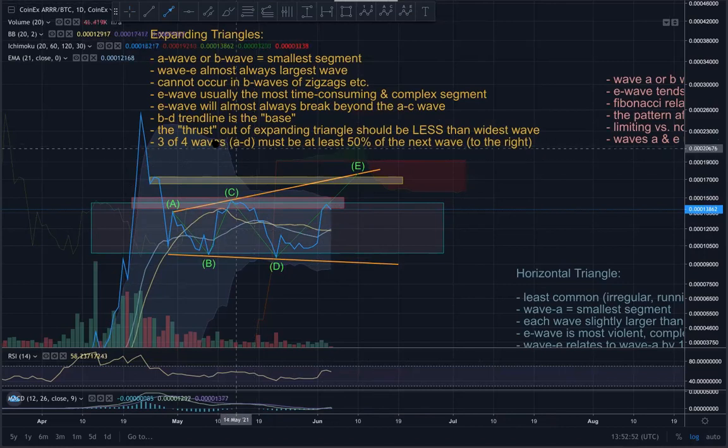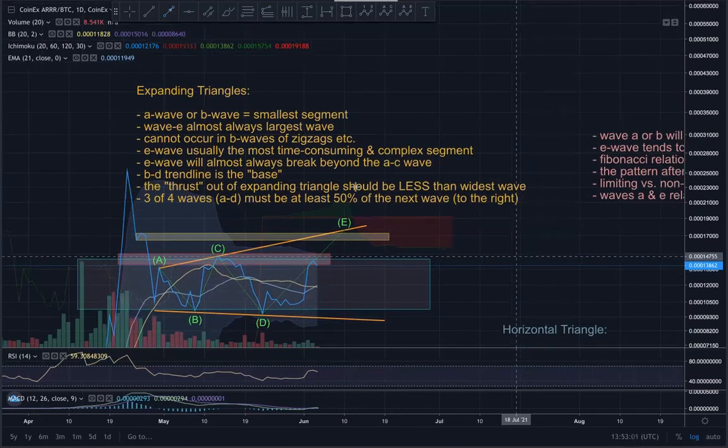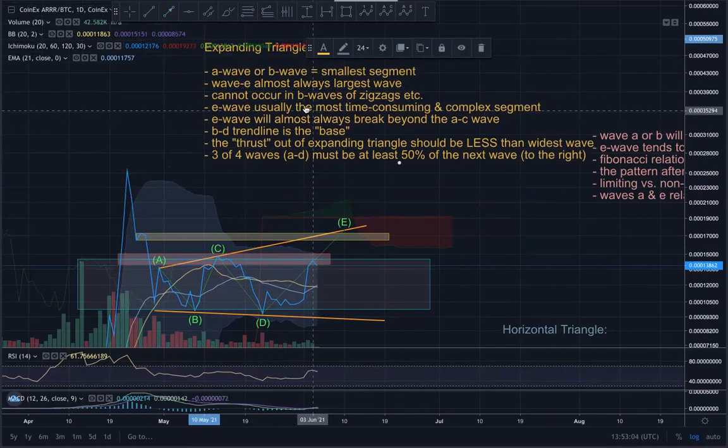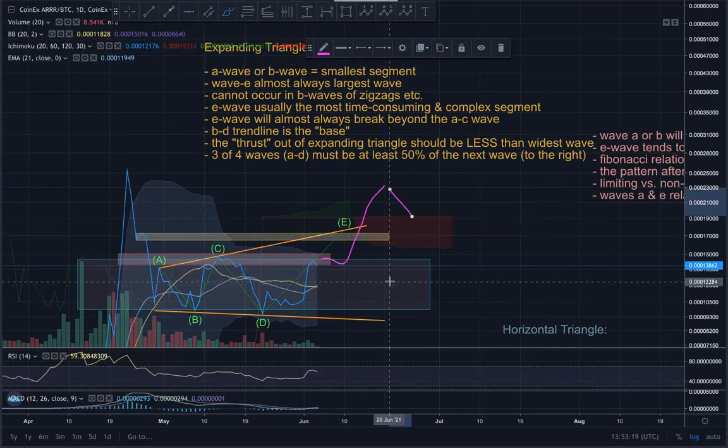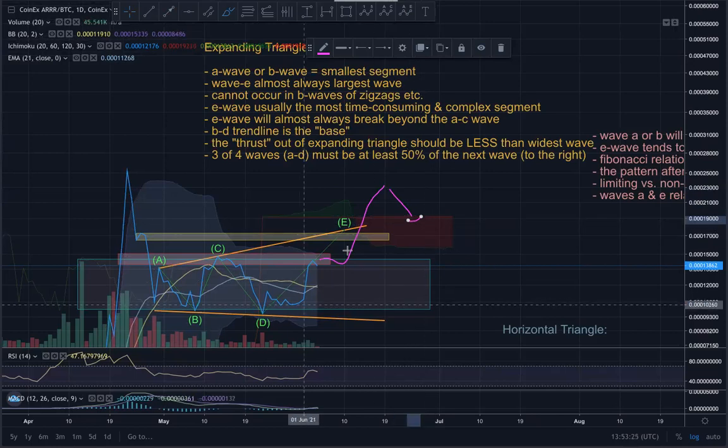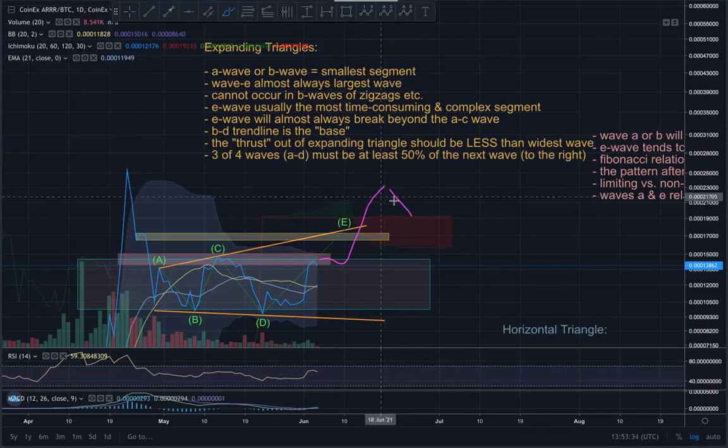All right, now the thrust out of the expanding triangle should be less than the widest wave. So once we do thrust out of this triangle, if it does make its way and it goes up, wow, look at that, eh? That would be an interesting confluence. It would be great if we could do that and then come back and retrace. That would be awesome. So yeah, that means it would break through. However, there's probably more nuance to it than that. All right.